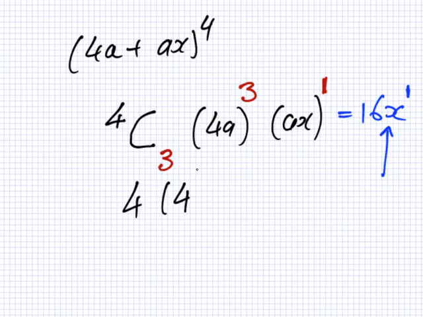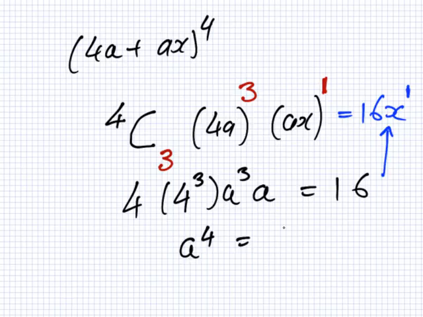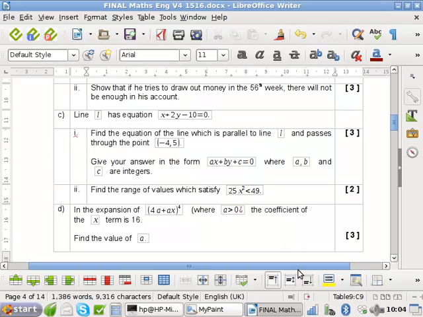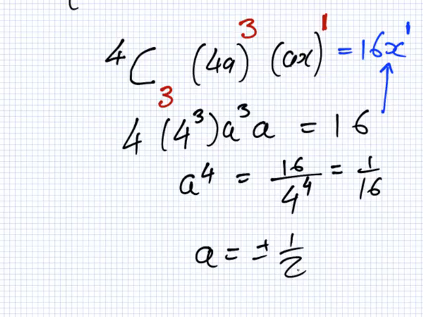Oh no, it's not going to be 4. Okay, anyways, 4 cubed, a must equal 16. So a to the 4 must equal 16 over 4, 1 over 16, isn't it? Square root, plus or minus a half. There's two answers for a. Does they say that in the question? Then we have one answer.